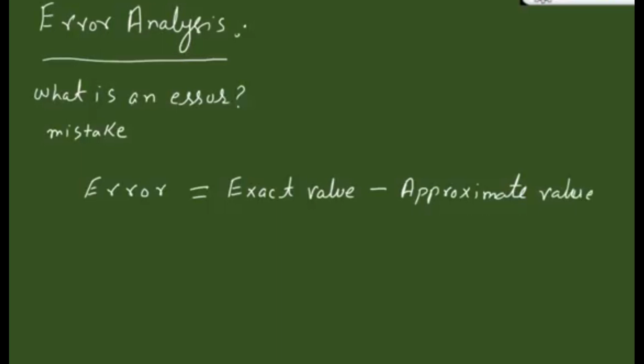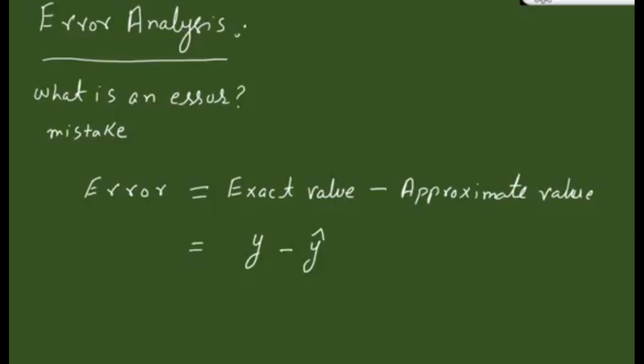So what is the simple definition of error? Error is the difference between the true value and the approximate value. Let's represent the true value by a symbol y, and the approximate value by a symbol y hat. So this is basically the definition.